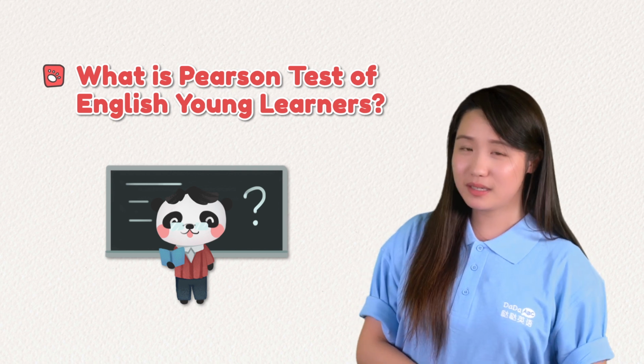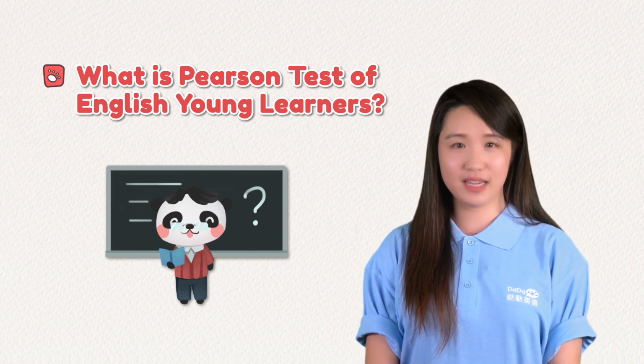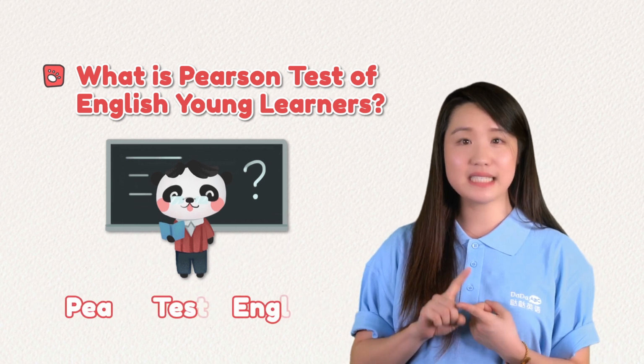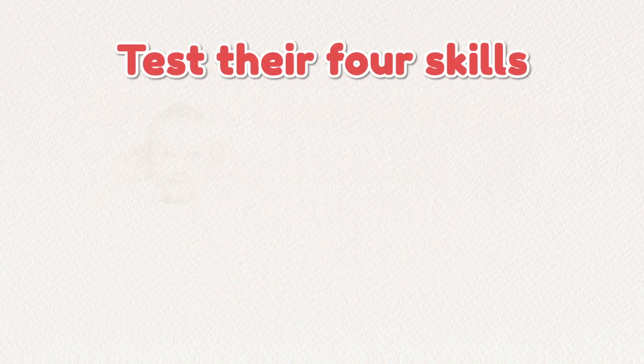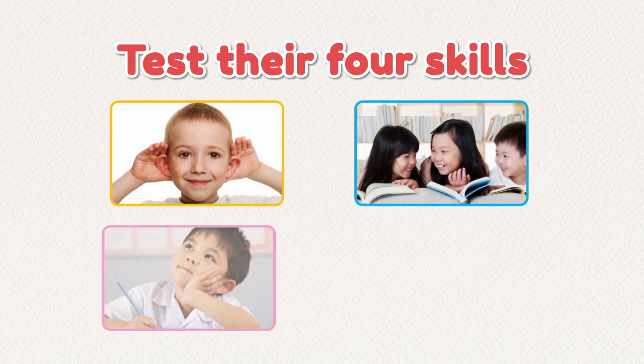So you guys might be wondering, what is Pearson's Test of English Young Learners? It is short for PTE Young Learner. So basically, it is a test solution at 4 different levels of English. Of course, it does test their 4 skills: their listening, reading, writing, and speaking.